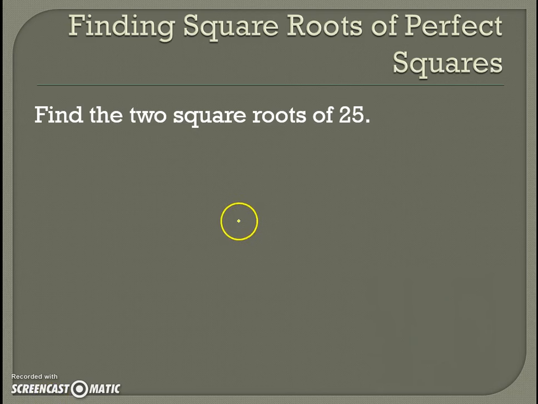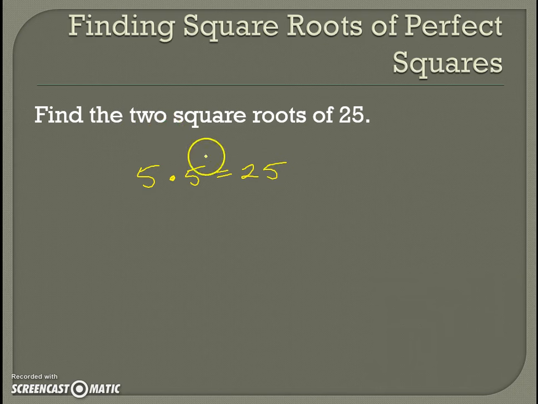So here it says find the two square roots of 25. You may be saying to yourself, wait a second, there's only one square root of 25. How on earth are there two? Well, this is where remembering your multiplication rules are going to be very, very helpful to you. If you know your multiplication facts, you'll know that the first square root of 25 is going to be 5. The reason is because 5 times 5 equals 25.